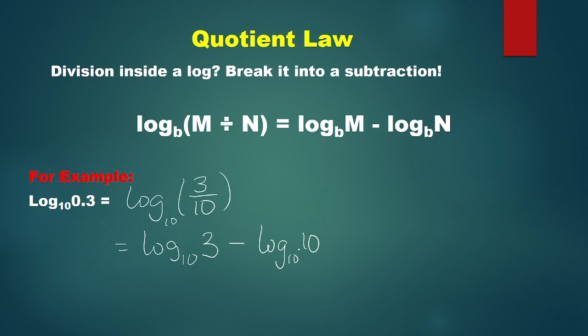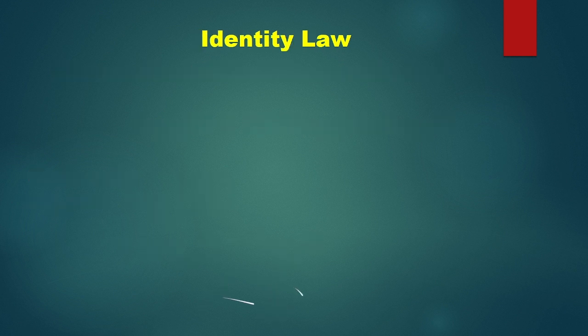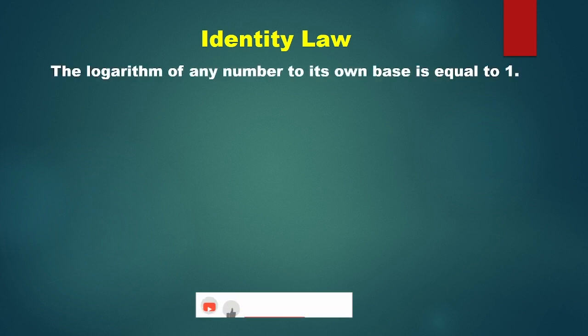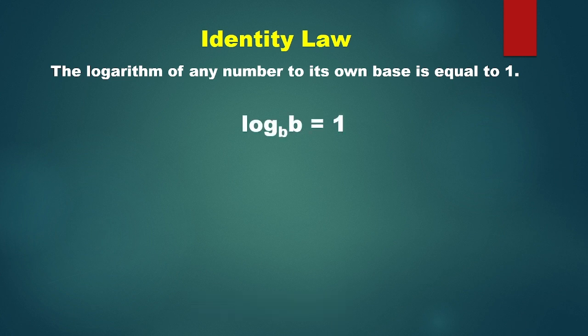The third law, which is the identity law. The logarithm of any number to its own base is equal to 1. That is, if I have log of b in base b, it is 1. That is, if I have log of a number and the base is also the same number, it is simply equal to 1. For example, log of 10 in base 10.